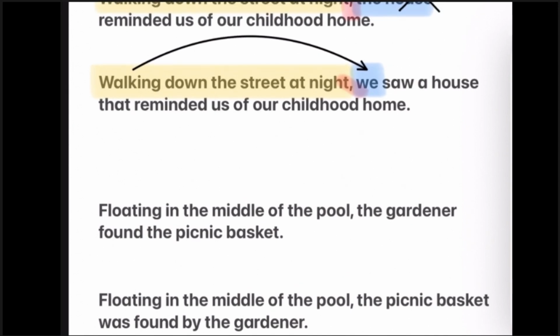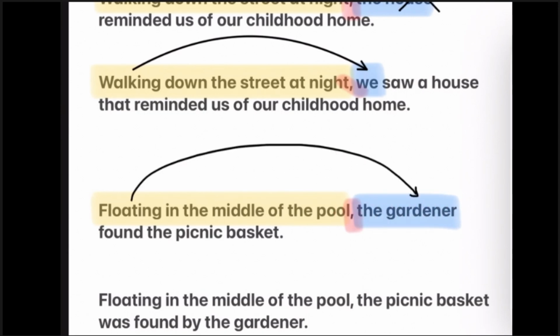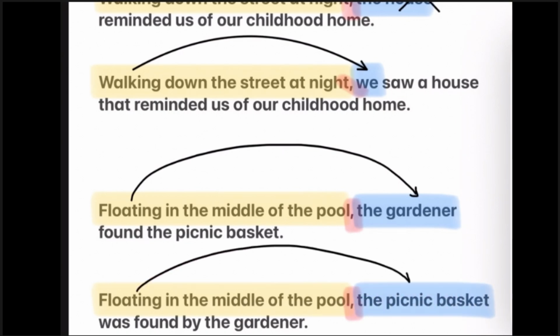Let's take a look at another example. Here we start with the phrase floating in the middle of the pool, followed by a comma, and then the gardener. So this sounds like the gardener is floating in the middle of the pool, and I don't think that's quite the correct construction. So we can change this to floating in the middle of the pool, comma, the picnic basket was found by the gardener. Here, the picnic basket is the one that's floating in the middle of the pool.